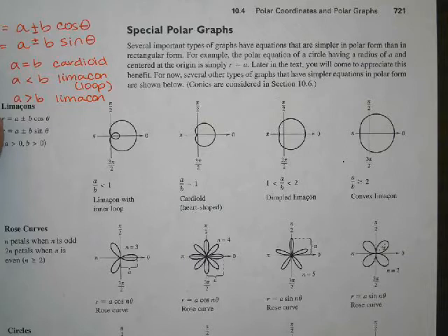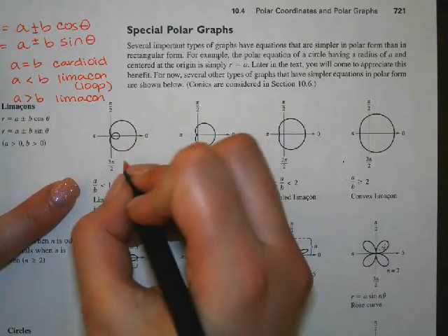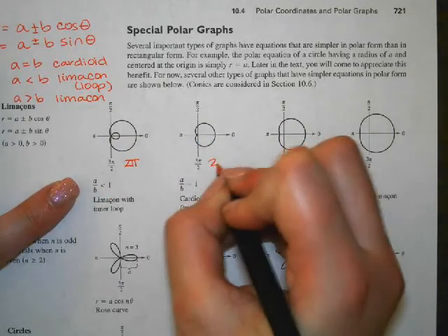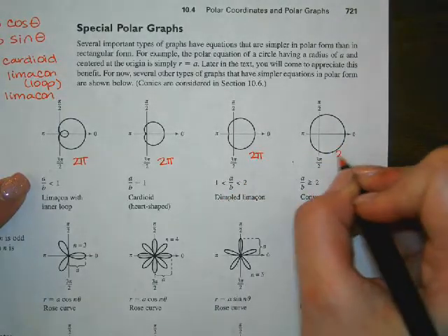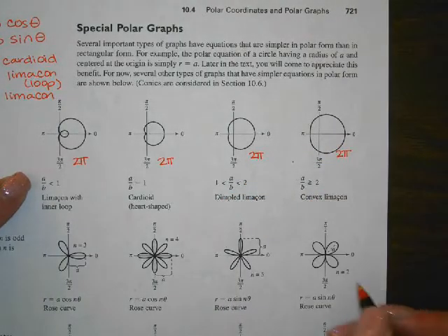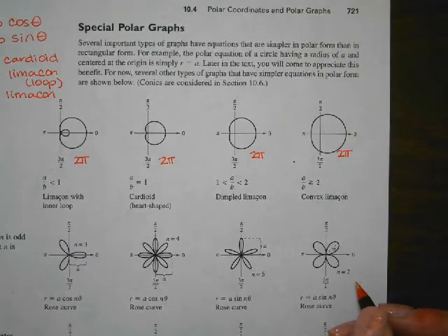All of these need to graph 2 pi to be able to see them. So go through and just mark on all of those. Those are all 2 pi. Going from 0 to 2 pi is pretty typical to be able to see all of the graph.